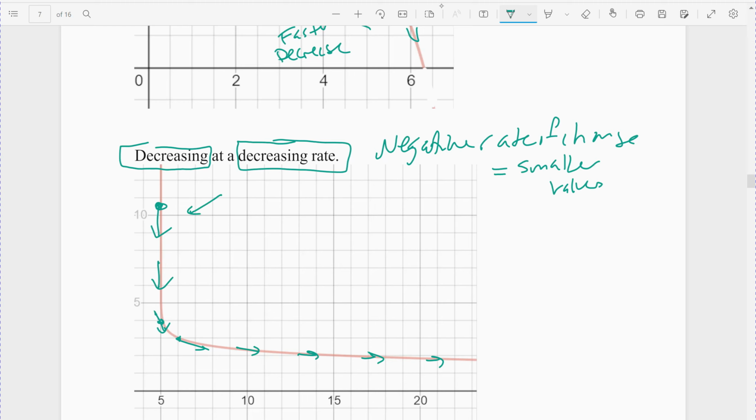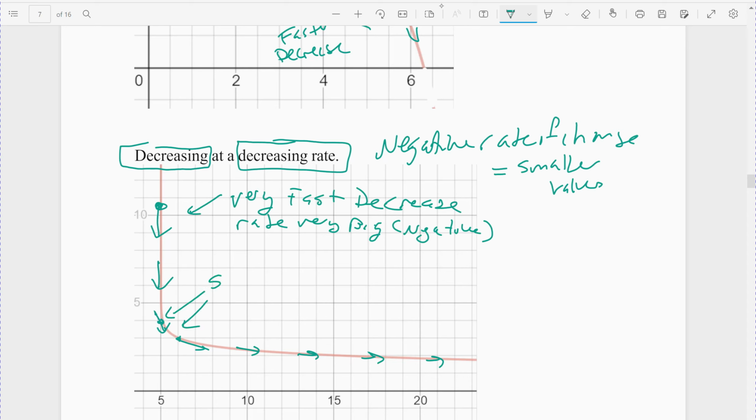So you're decreasing, a very fast decrease. Your rate would be very big negative. It would be something like negative 100,000 at that point. Still pretty steep even when you're still here. It doesn't get to this point where we start to slow down the negative rate of change.